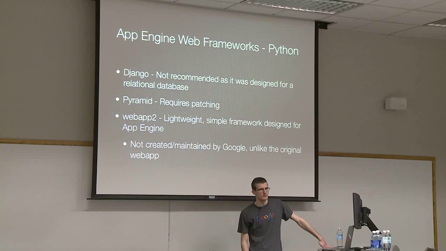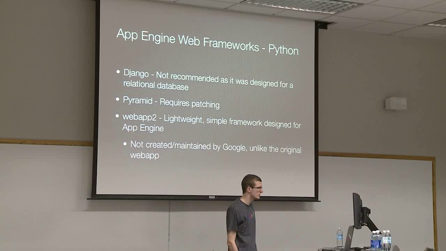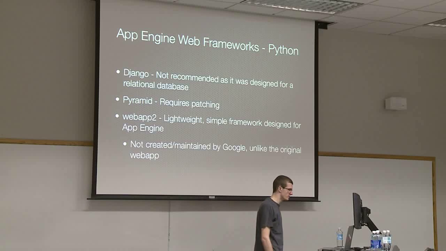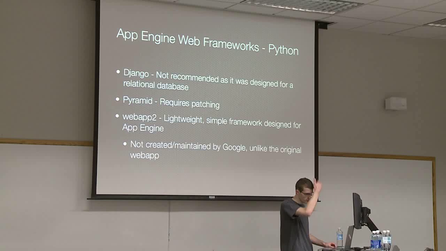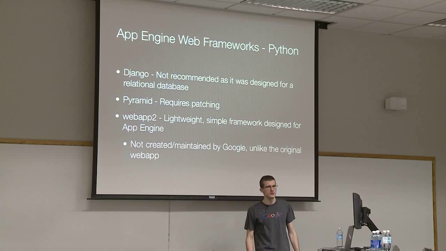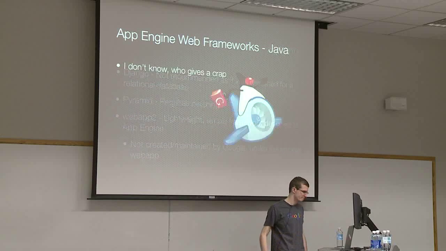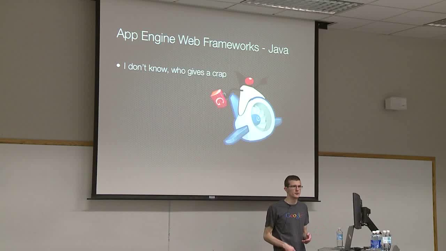There's Web App 2. What happened to Web App 1? It's a good question. Web App 1, just called Web App, is a small framework maintained by Google. It's very simple. It's what's called a micro framework. It provides you some basic things like request routing. It's not as full-featured as something like Web App 2, which is what a lot of people are moving towards. It provides a lot of functionality in terms of sessions, etc. For Java, I don't know, who gives a crap.